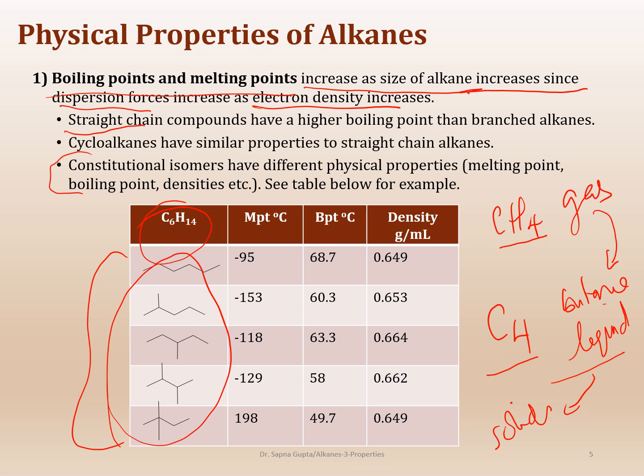So keep it simple, because alkanes don't have anything in them, right? They only have carbons and hydrogens. So it's all non-polar bonding. The only thing you have to worry about in alkanes and boiling points is the size of the alkane and whether there is any branching or not. That's it.